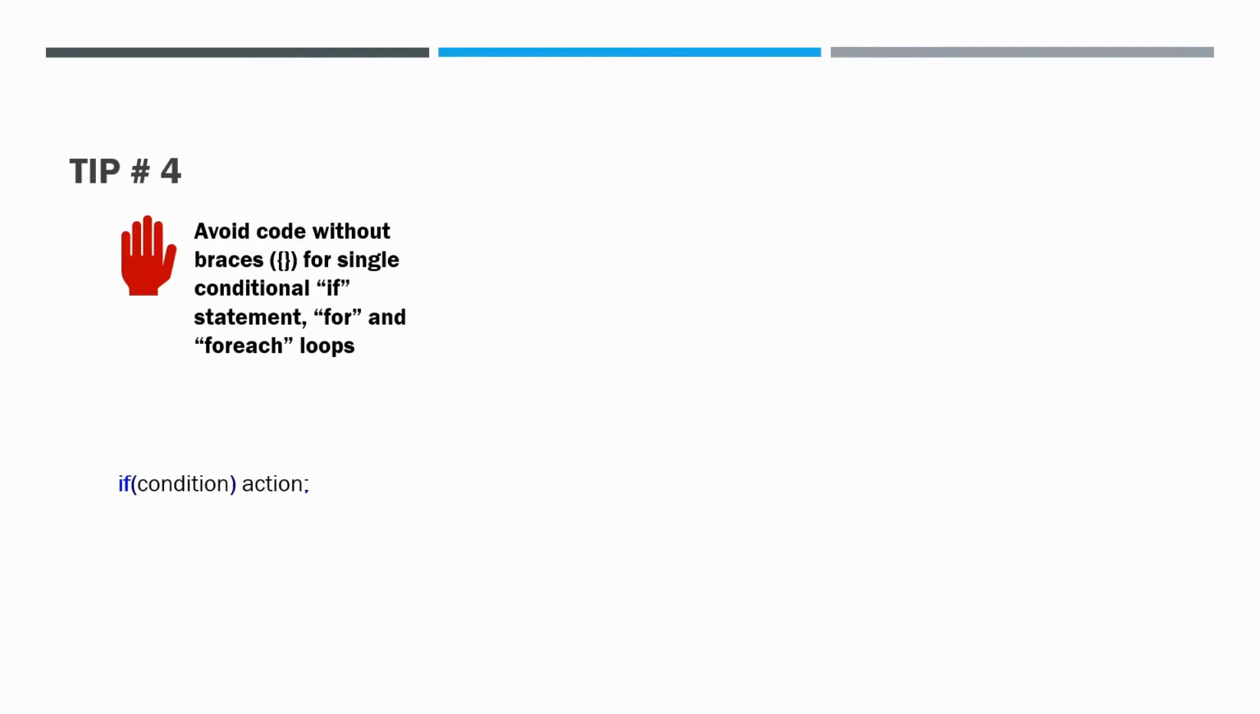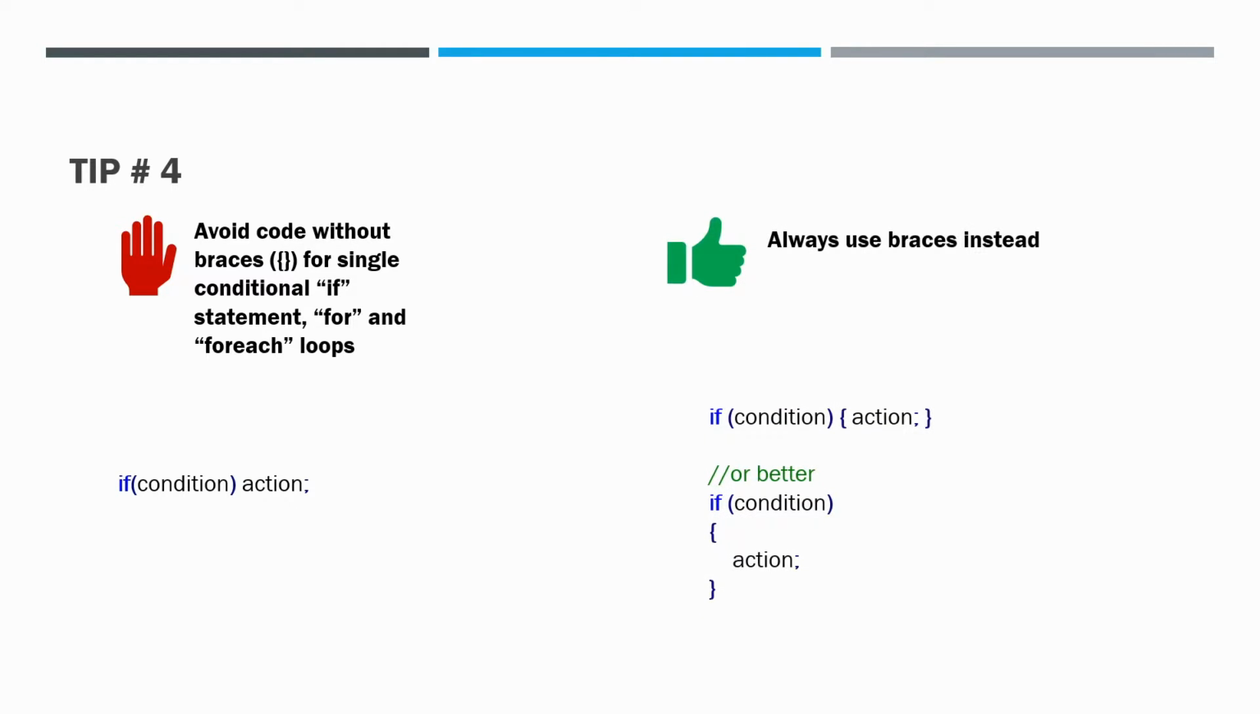Tip number 4. Avoid code without braces for single conditional if statements, for, and foreach loops. Instead, always use braces. Without braces, it is too easy to accidentally add a second line thinking it is included in the if condition check, when it's not.